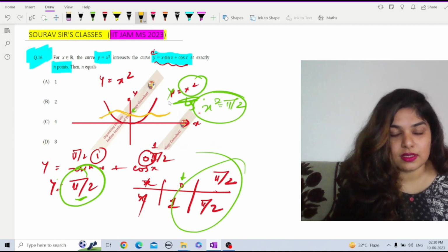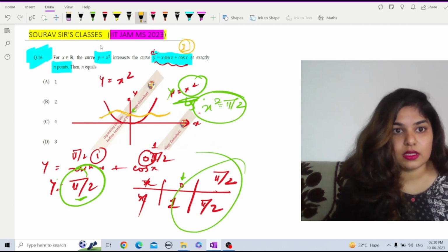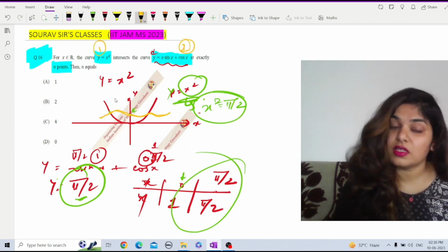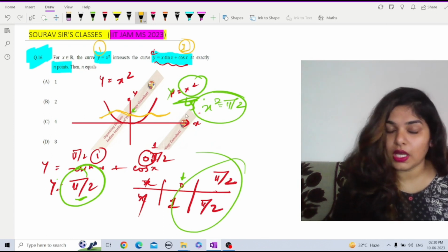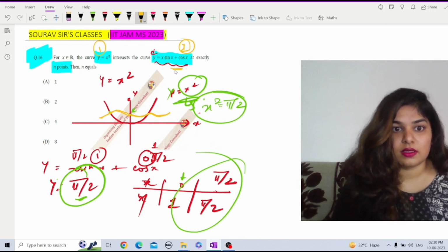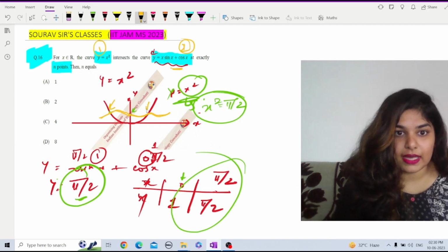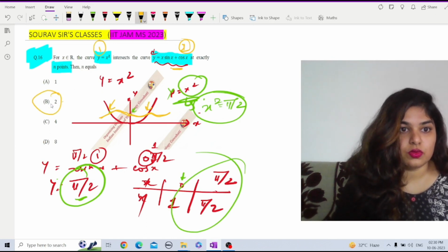So the second curve, let's say this is the second curve. The first curve is obviously the red one and the second curve is our yellow line. So these two intersect at this point and this point. So n is equals to 2 is our correct answer.